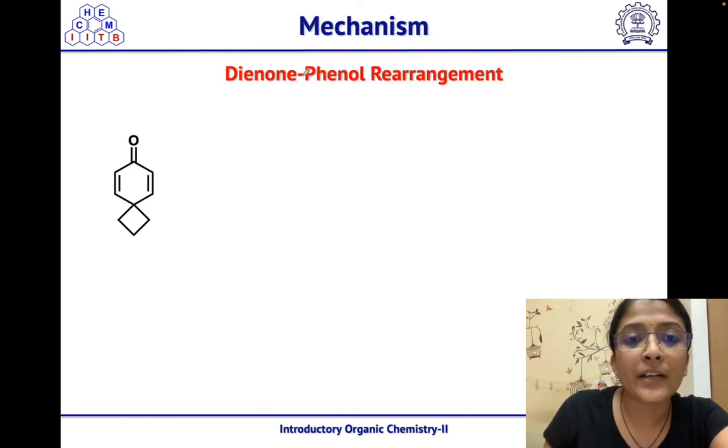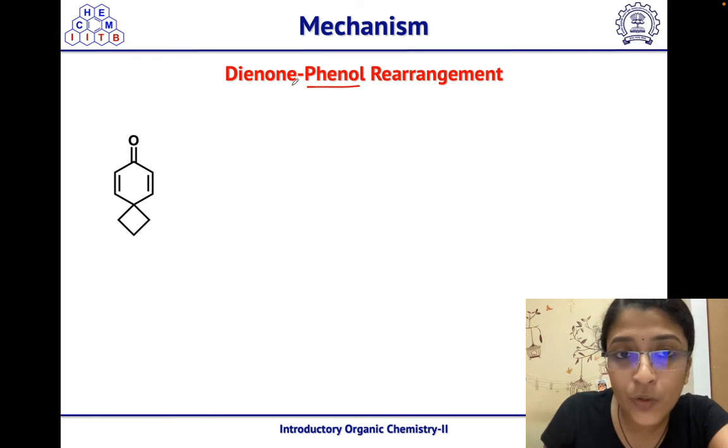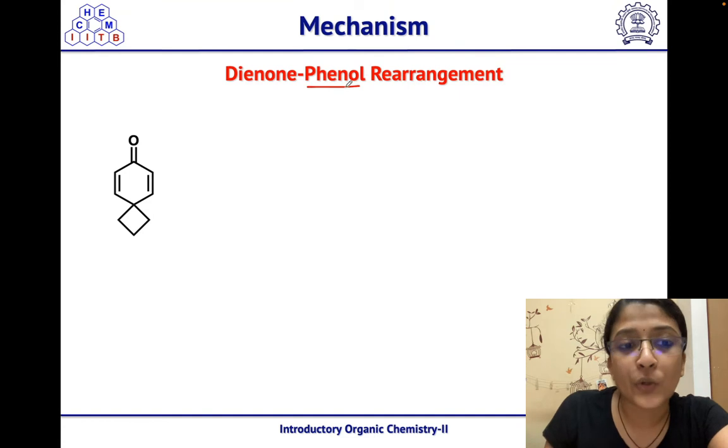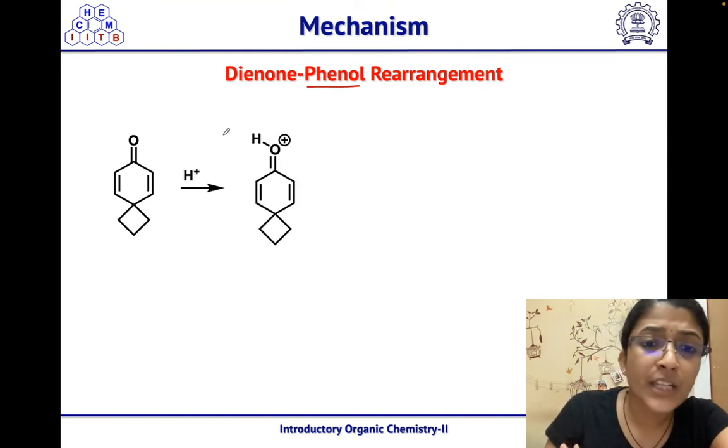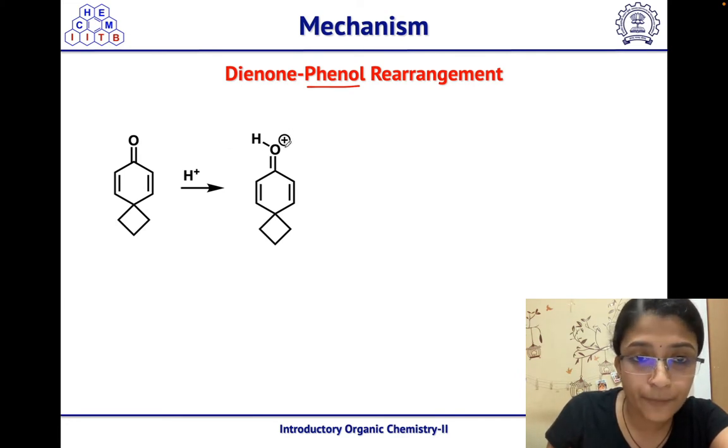So here it is called a dienone phenol rearrangement. Here we are having a dienone, and in the product we will get a phenol. The starting material will be a dienone and it will undergo a rearrangement reaction and give phenol. So, in the presence of acid, this carbonyl oxygen will be protonated.